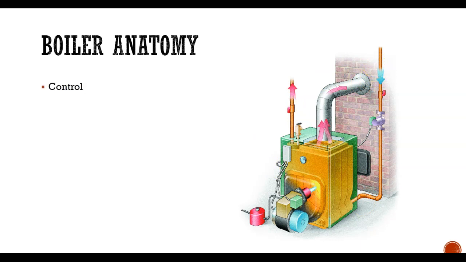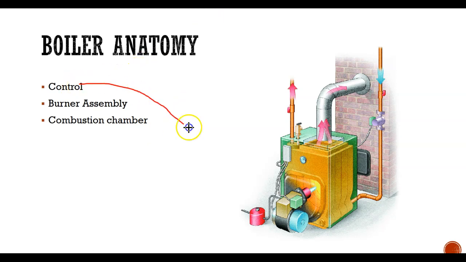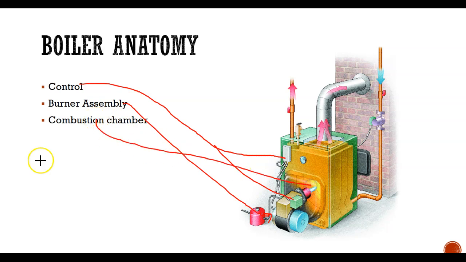And you have your controls usually here. This is a low water cutoff, and here's my burner control, and this is the burner assembly in here. I should just point out things in here. So this is your controls. This is also control, and the burner assembly is this one, and combustion chamber is here.